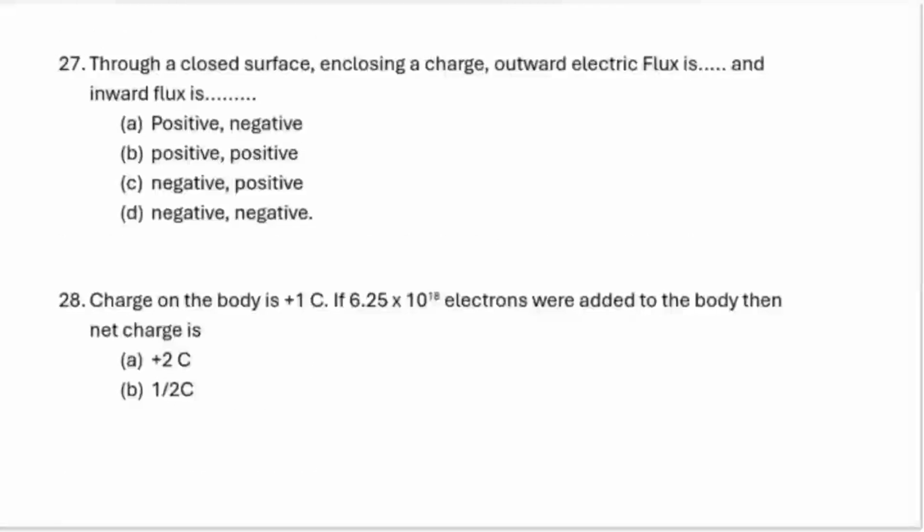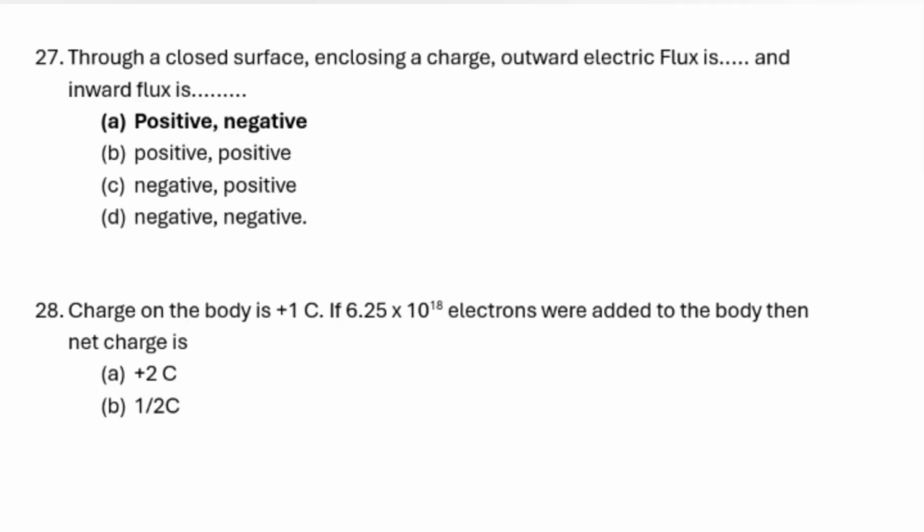Question number 27. Through a closed surface enclosing a charge, outward electric flux is dash and inward electric flux is dash. Option A, positive, negative, option B, positive, positive, option C, negative, positive, option D, negative, negative. Here the correct answer is option A, positive, negative.